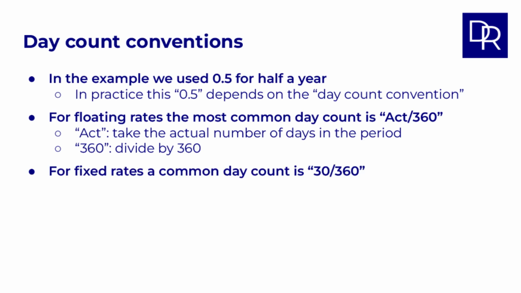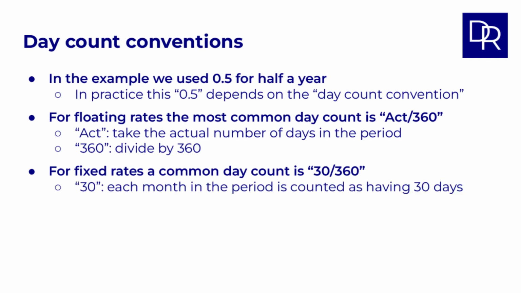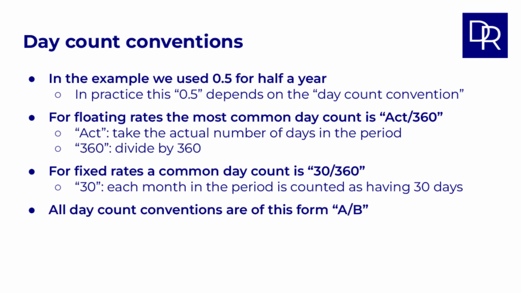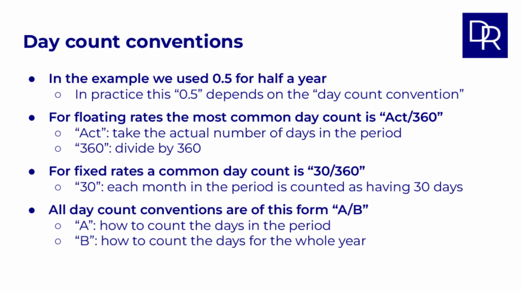For fixed rates, a common day count convention is 30/360, where each month is counted as 30 days. All the conventions are of this form, A over B, with the first part, like actual or 30, referring to how to count the days in the period, and then the second part, like 360, specifying how we count the number of days for the whole year. Some other examples of day count conventions are actual/actual and actual/365.